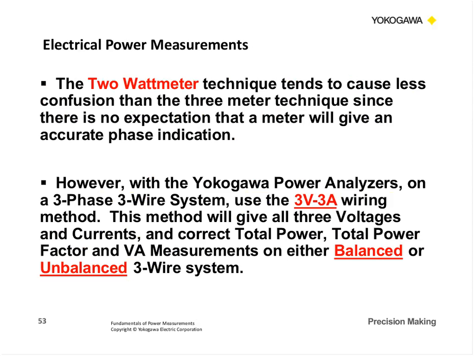However, with our power analyzers on a three-phase three-wire system, we have a special configuration that we call 3V3A, three voltage, three current wiring. And this is important because it will give an accurate reading of all three voltages and all three currents, so we have an accurate power factor and an accurate VA measurement on either a balanced or an unbalanced three-wire system. Now, I'll show you what happens.